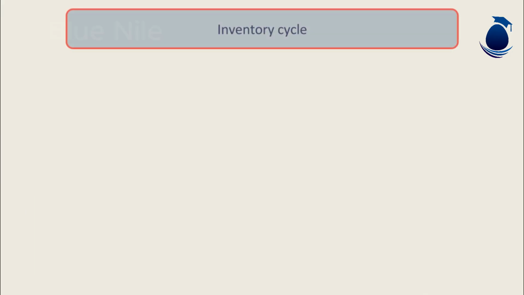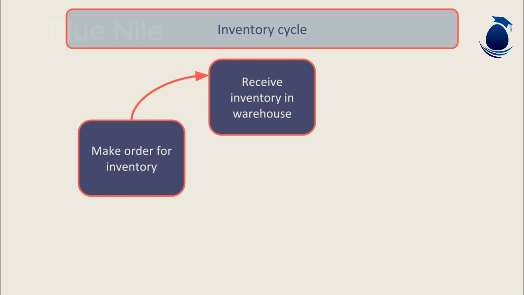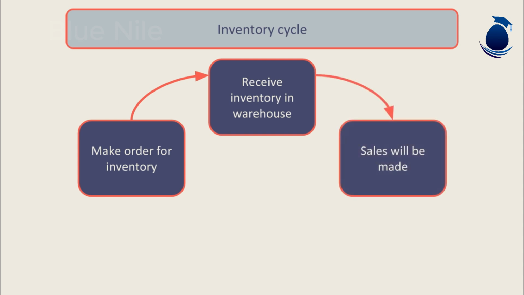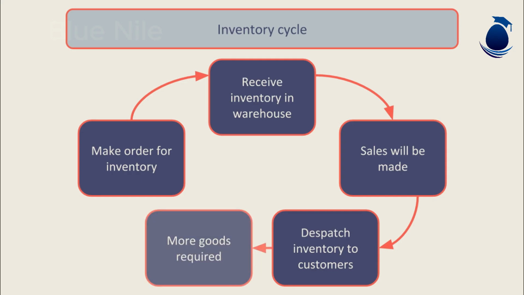The inventory cycle works very much like a cycle. The business will make an order for inventory. The inventory will be received in the warehouse. Sales will be made. The inventory will then be dispatched to the customers. So more goods will be needed, and they can make an order for more inventory.